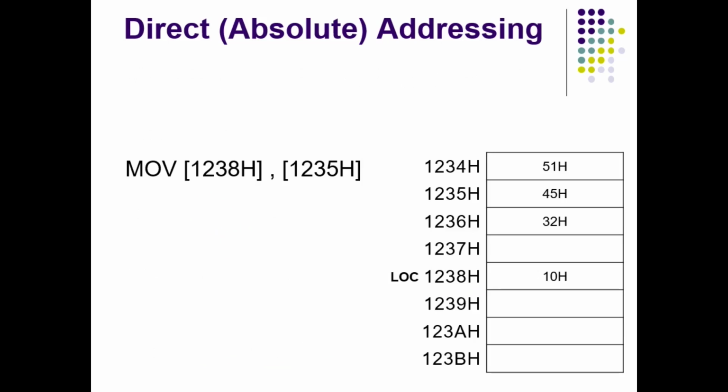I have told you already, you can mention direct addressing either at the source side or destination side, but not on both sides in a single instruction. See, here there is one instruction where my intention is to transfer data present at address 1238H to one more address 1235H. That is, I want to transfer this data from 1238H to this location 1235H, where there is already some data, I want to discard it and send the 10H here.